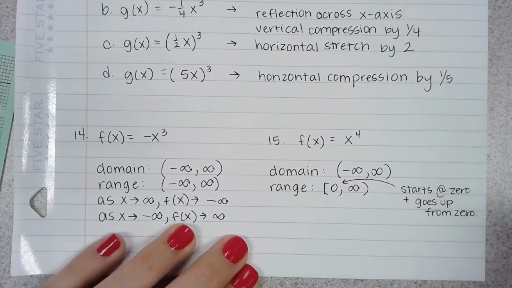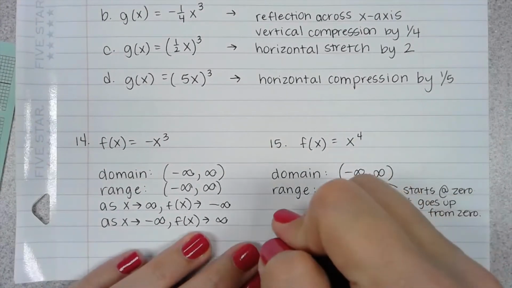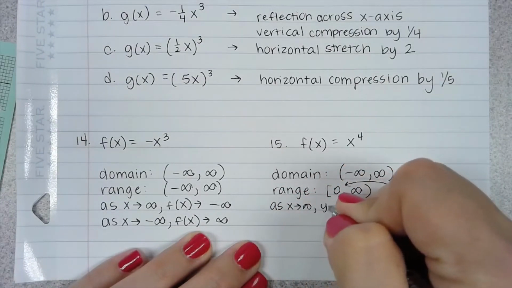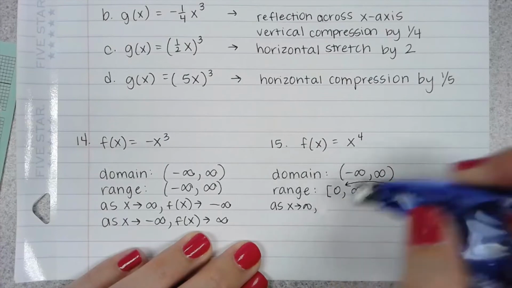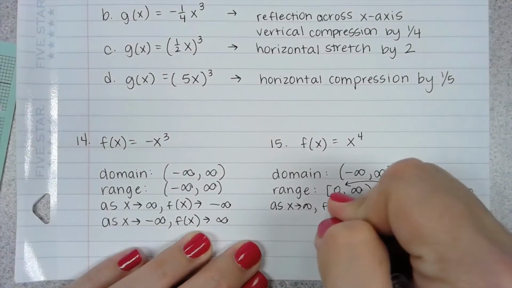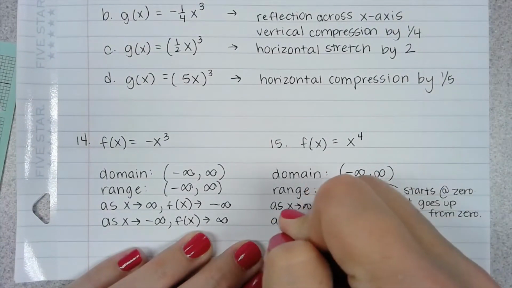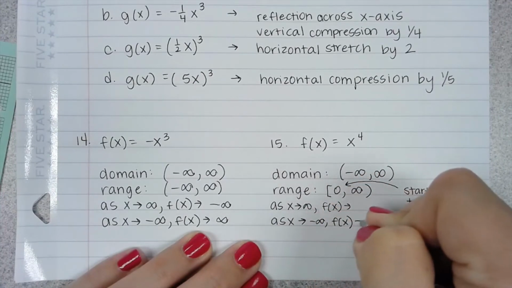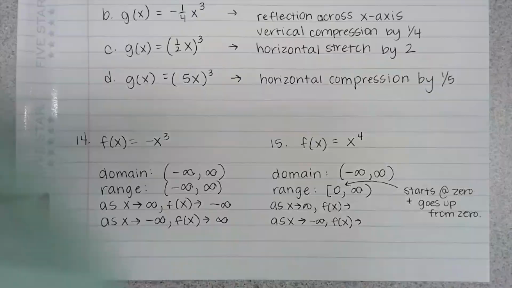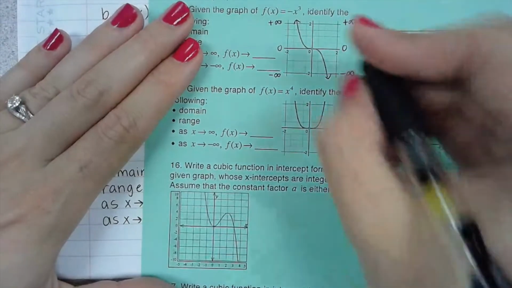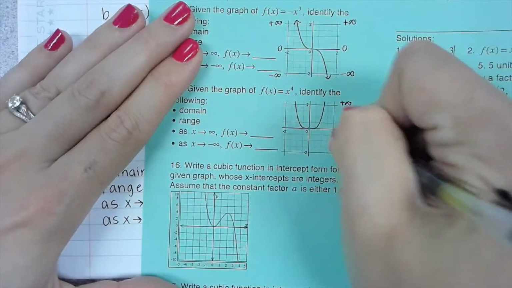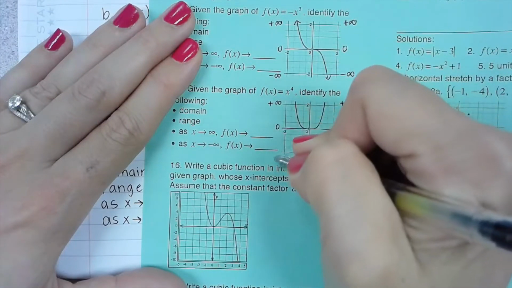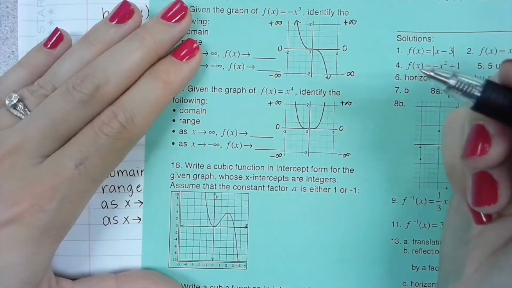The last question for number 15 wants us to do the end behavior. So as x approaches positive infinity, f of x approaches, and then we'll answer that. And then as x approaches negative infinity, f of x approaches, and then we'll answer that. Remember that you can use that little shortcut when you're doing this one too, though. So the positive infinity goes at the top, 0 in the middle, and negative infinity at the bottom.